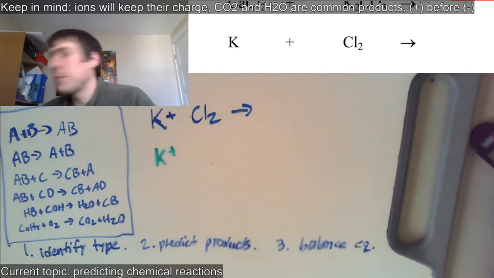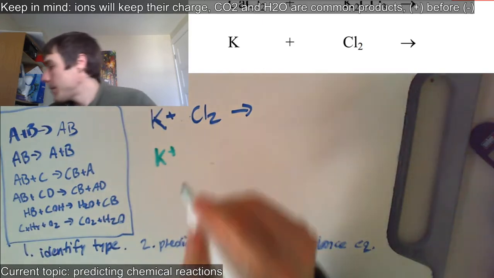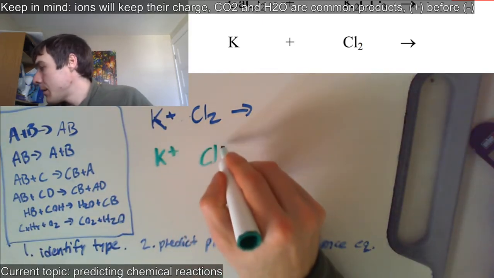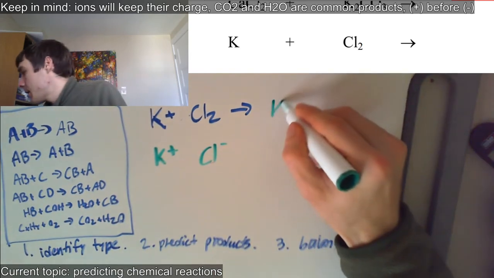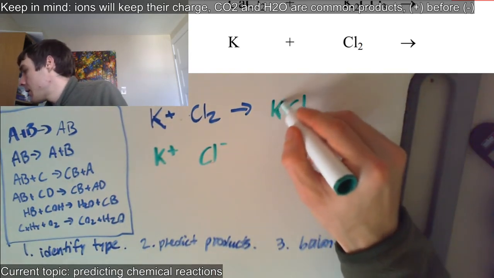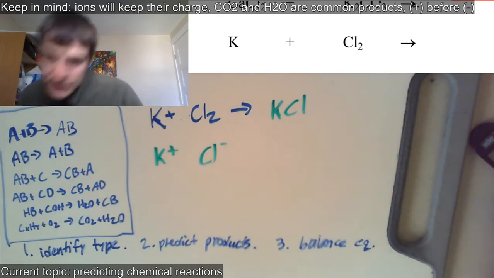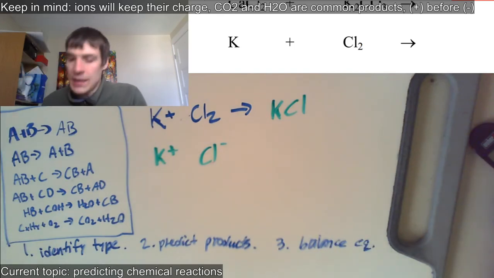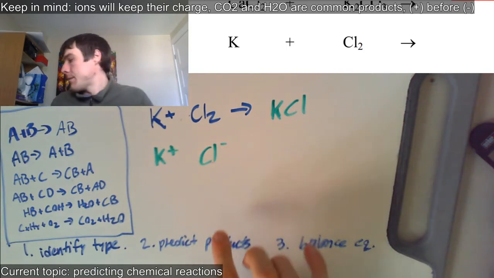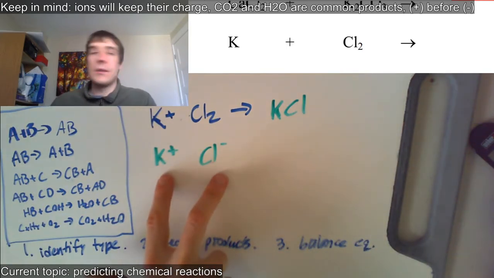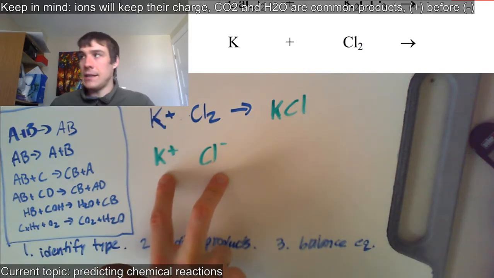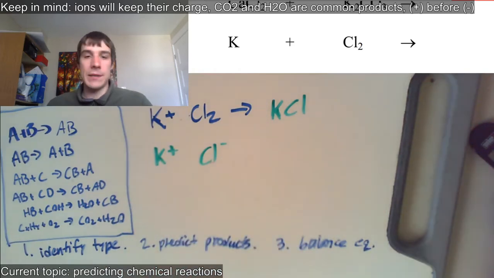Potassium makes potassium plus. You just get that from the table. Chlorine makes chlorine minus. Same thing. Get that from the table. So this has to make KCl. That's our product because that's what we're predicting, our product. 1-to-1 ratio because the charges have to balance. This is what I was talking about earlier, where it's not going to make KCl2 because then you have 2 negatives for your 1 positive. That's not going to get together in that ratio.